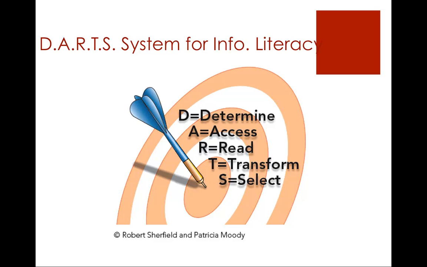And the simple system that your textbook uses for that is the DARTS system, which essentially is determine, access, read, transform, and select. So in other words, you determine the info you need by narrowing your topic, you access the information from a variety of sources, you read and evaluate the information for accuracy and credibility, you transform the information to create your project, and then finally you select the appropriate documentation style.